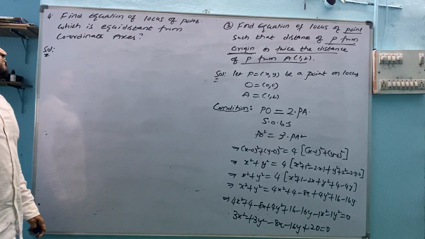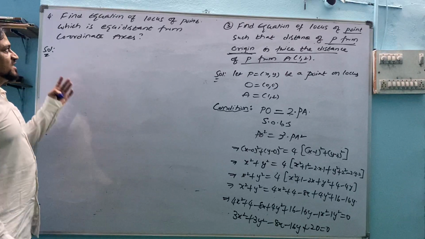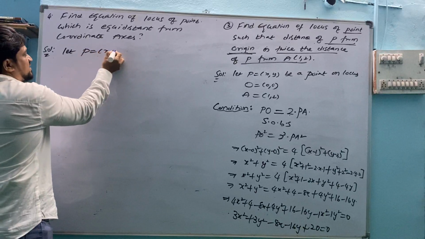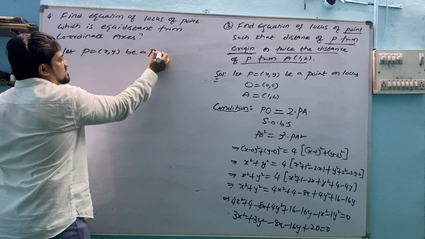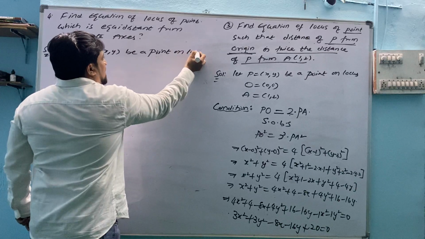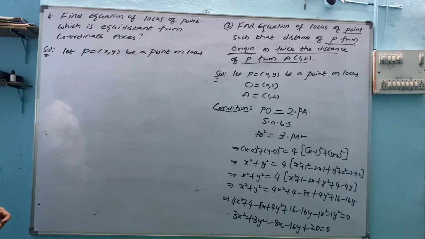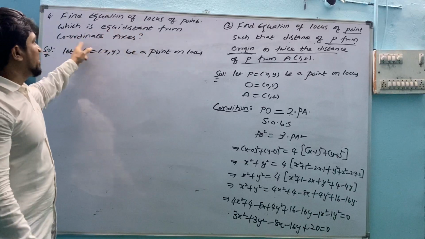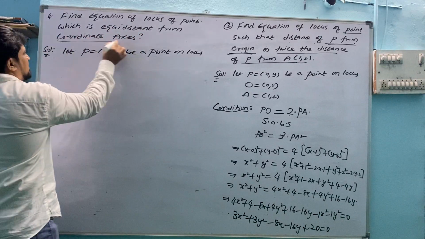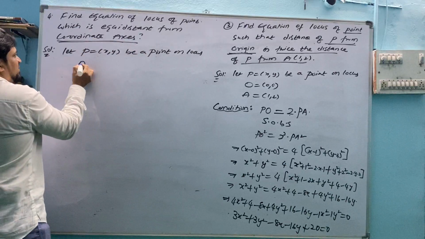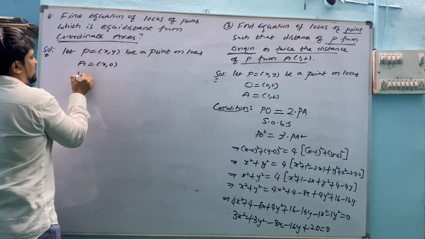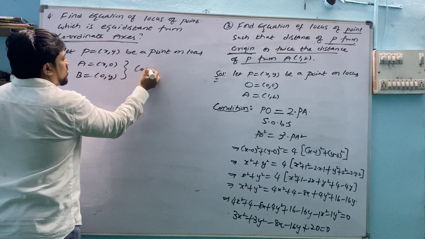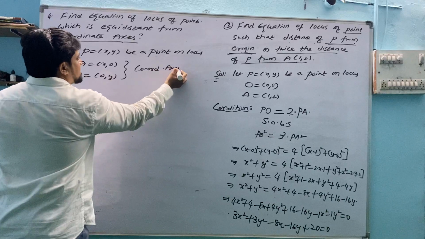Find the equation of locus of a point which is equidistant from the coordinate axes. See, the locus of a point is given. Let P equals xy be a point on the locus. After writing this point, we should check whether other points are given or not. They will give other points which are equidistant from the coordinate axes. Coordinate axes means we have to take A equals x comma 0, B equals 0 comma y. These are the 2 points on the coordinate axes, that means the x axis and y axis.